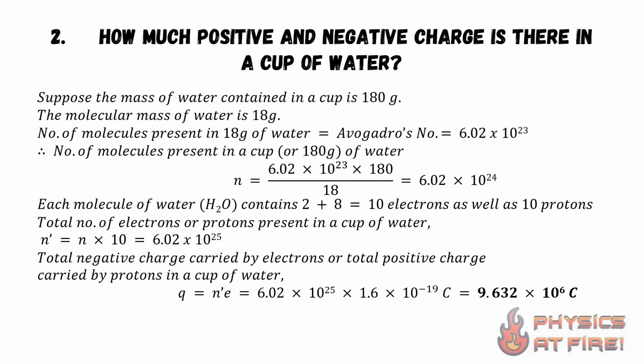Each molecule of water contains 10 electrons as well as 10 protons. And total number of electrons or protons present in a cup of water is N dash is equal to N into 10 equals 6.02 into 10 raised to power 25. Hence, total negative charge carried by electrons, or total positive charge carried by protons in a cup of water is Q is equal to N dash E is equal to 6.02 into 10 raised to power 25, into 1.6 into 10 raised to power minus 19 coulomb, which is equal to 9.632 into 10 raised to power 6 coulomb.